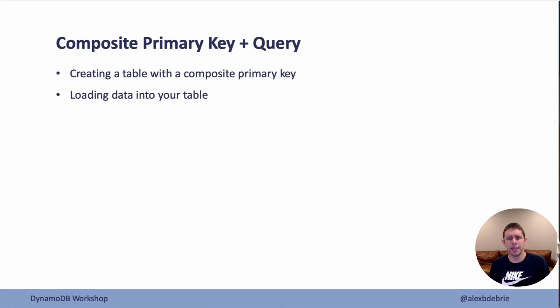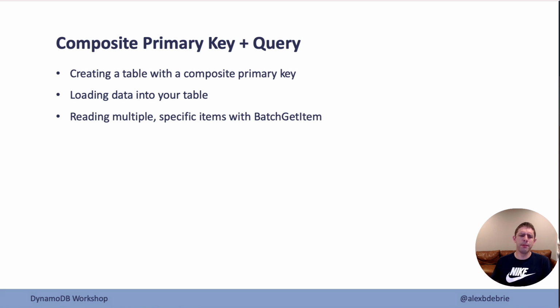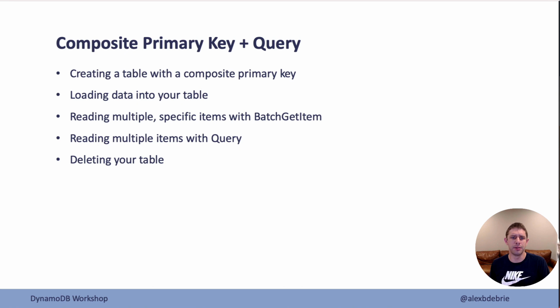Then we'll load some data into our table, and we'll read back multiple specific items using the BatchGetItem operation. So in the last workshop, we used the getItem operation to read a single individual item. Here we'll do multiple specific items using that BatchGetItem request. And then we'll learn about the query operation and some of the flexibility around query, a more efficient, more flexible operation for how you read multiple items back using that composite primary key structure that we're using in this one. And then finally, we'll clean up, we'll delete our table.